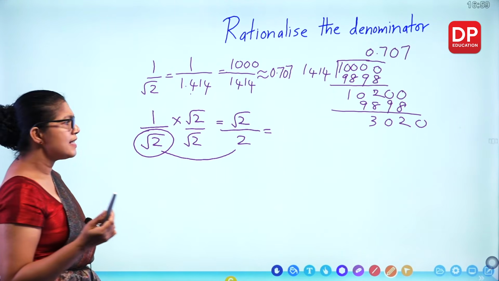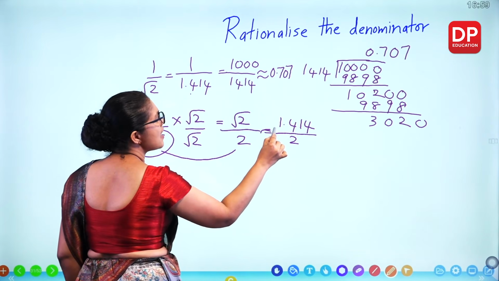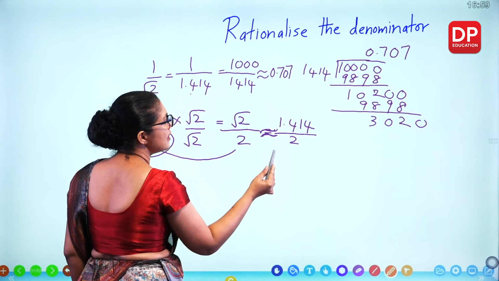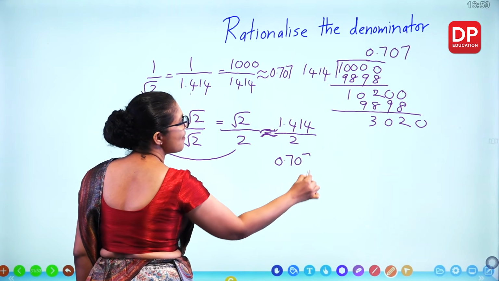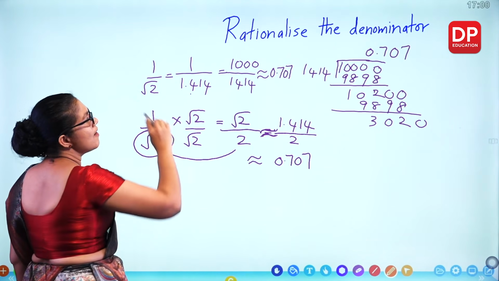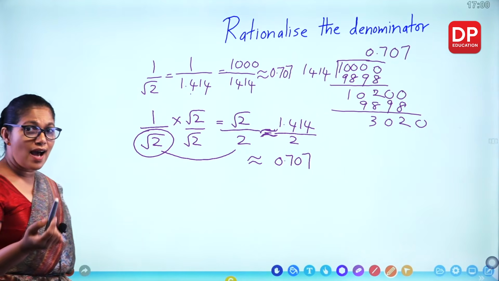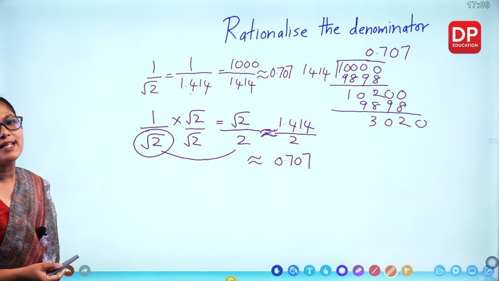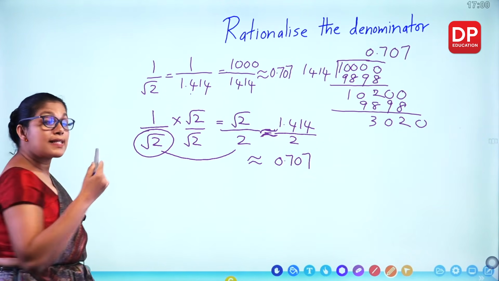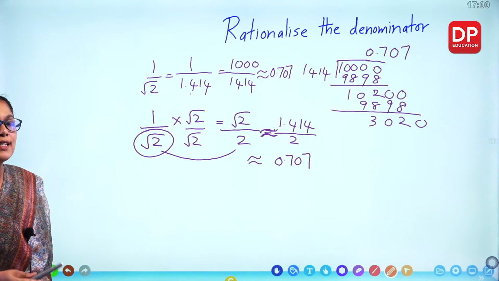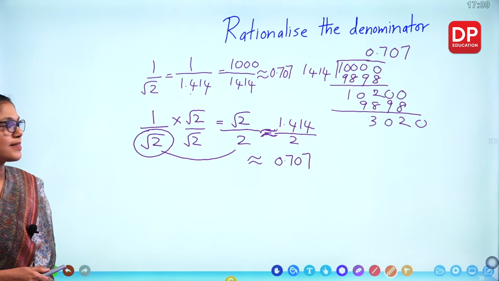We know root 2 is 1.414. Divide by 2. So what's the answer? This is roughly, divide by 2, you get 0.707. Can you see? Without doing long division, we can easily find the answer when you rationalize the denominator. So remember that when you get a surd value in the denominator, first you rationalize it and then you can find out the answer.